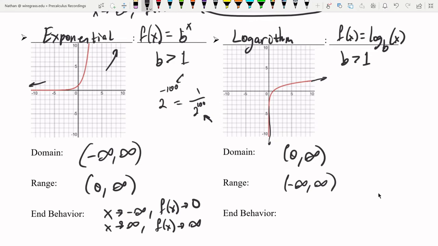Okay, the end behavior. There is no end on this side. x just stops there. So all we really can say is as x goes to positive infinity, f of x goes to positive infinity. It doesn't at all go down towards negative infinity. So it's really only this one in behavior. It just takes a long time to do that.